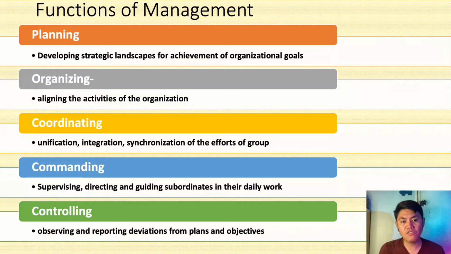However, when we speak of coordinating, it means unification, integration, and synchronization of the efforts of the group in order for us to attain our common goals and objectives. However, when we speak of commanding, it means supervising, directing, and guiding the subordinates in their daily work. When we speak of controlling, it involves observing and reporting deviations from plans and objectives, and also giving reprimand and punishments if need be.